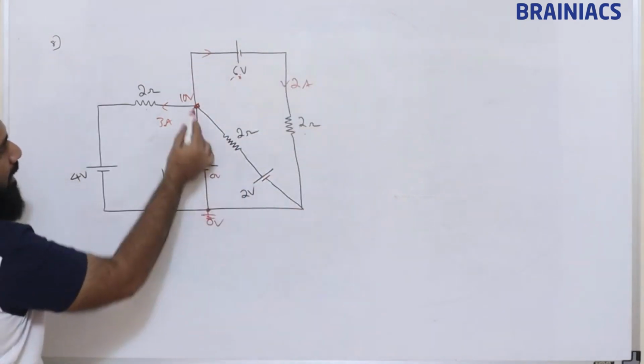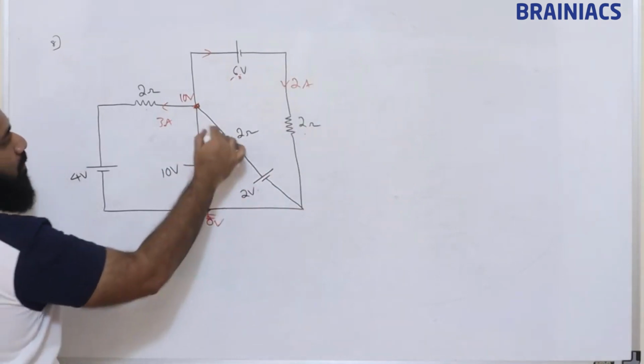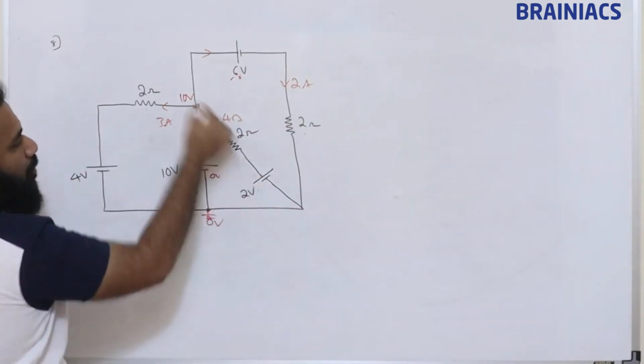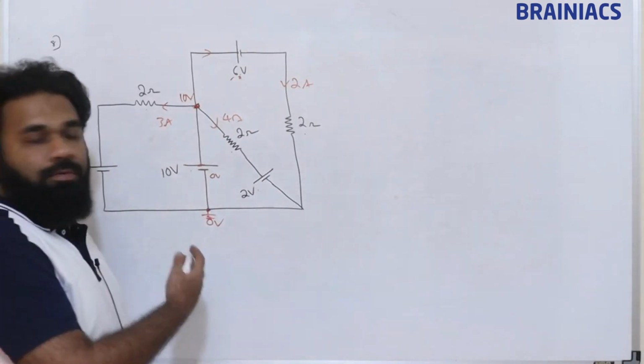What about this one? 10 minus 2, 8. 8 by 2 is 4 ampere. 10 is greater than 2 volt, so it is leaving like this. Okay, how to solve this?